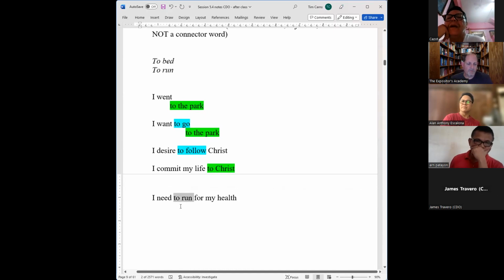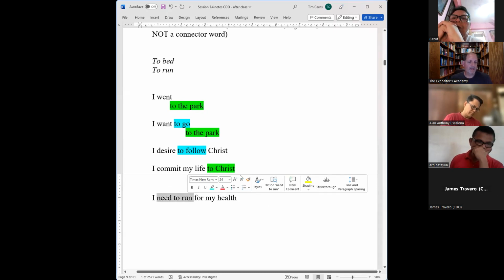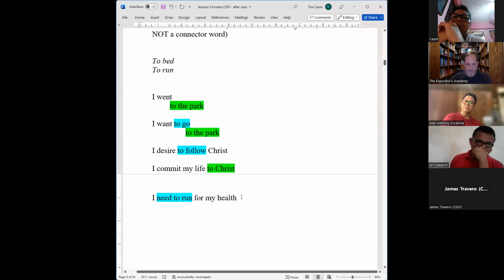Okay. Now, let me ask Kazot, to run here, is that an infinitive or a prepositional phrase? Infinitive, Pastor Tim. How do you know that? Verb run. Yes, it's followed by a verb. Okay. So this is an infinitive. Now, in this sentence, it goes with the verb need. I need what? I need to run. Okay, that's the full verbal idea.